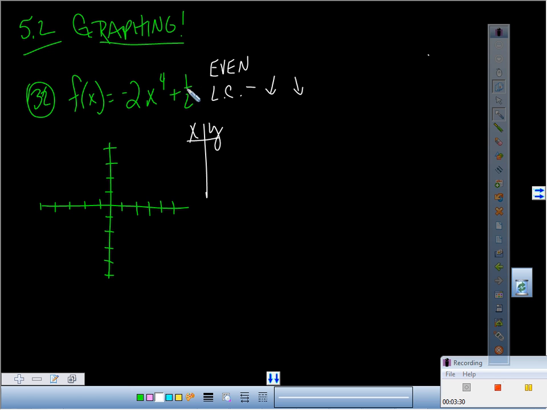What's this 1/2 do? It's what? That's his y-intercept. Y'all, he just moves him up 1/2. So he's going to start right here. Okay? Now, what am I going to do now?